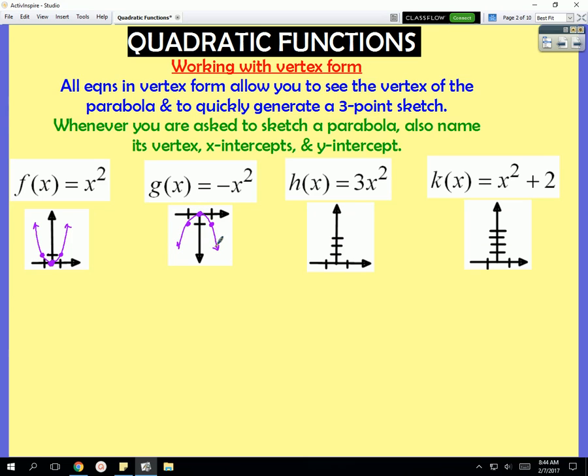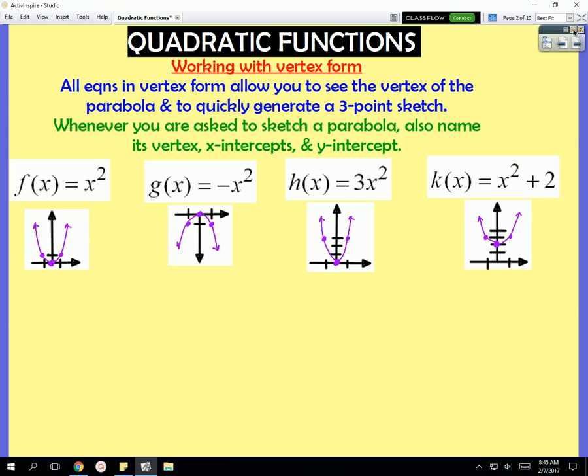I know h of x also has its vertex at 0, 0, but it's been vertically stretched. So instead of going out 1, up 1, you go out 1, up 3, because I've got to triple the vertical distance while maintaining the horizontal. So this is a vertical stretch. It makes it taller, and it may appear skinnier, but it's really taller. Now, k of x has been shifted vertically up 2, but the a value is 1, so it's still out 1, up 1.